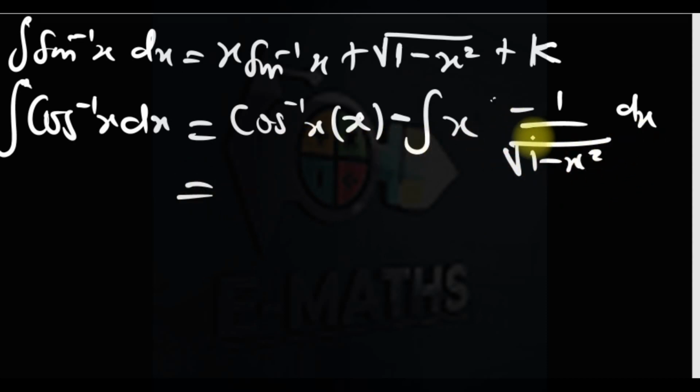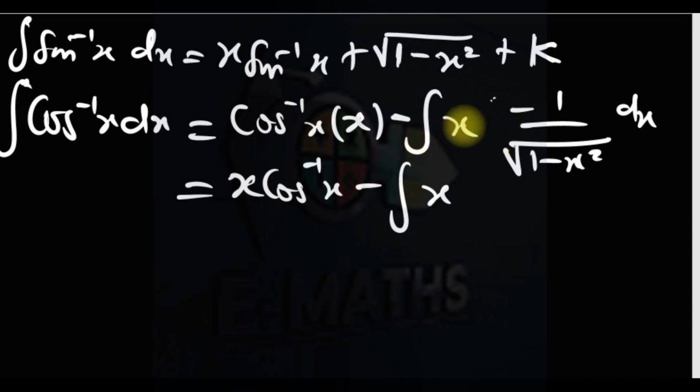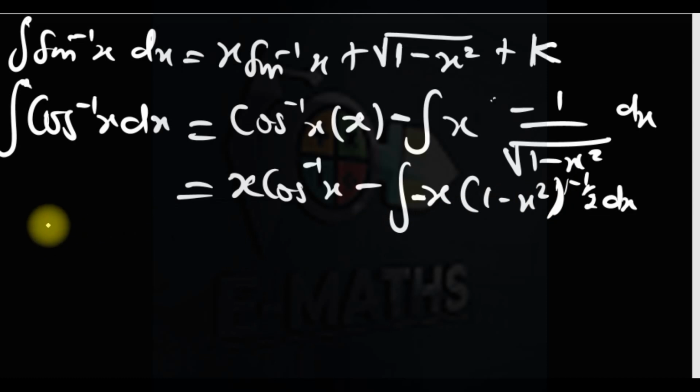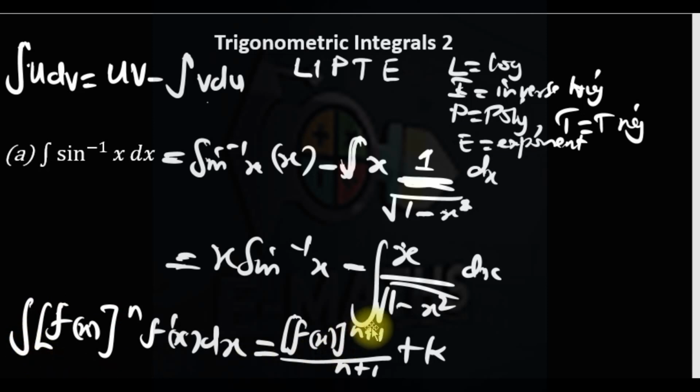So we continue. We can write this first: x arc cos of x minus the integral of x. You get x times minus 1, which is minus x. We can write this as 1 minus x squared raised to the power minus half dx. I have a reason for that, because from this I've said that the integral of this form is this.